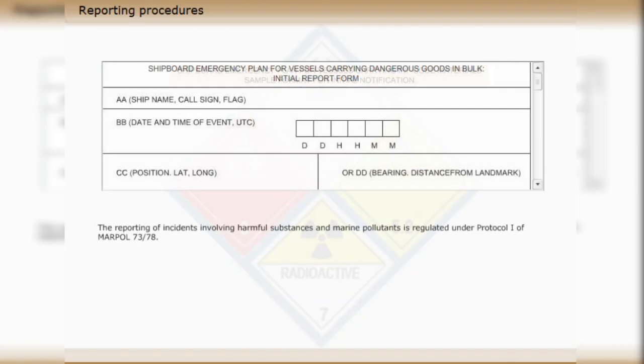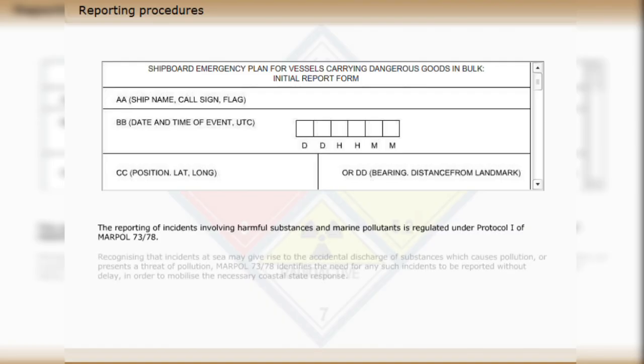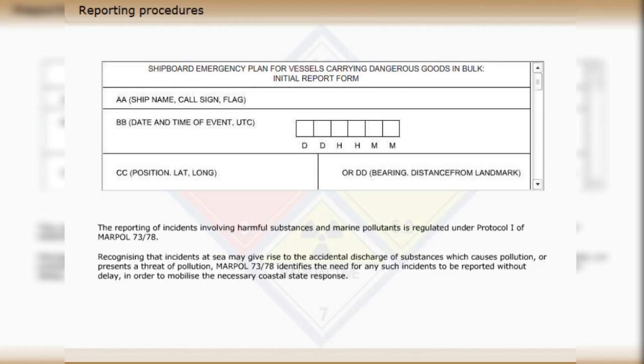The reporting of incidents involving harmful substances and marine pollutants is regulated under Protocol 1 of MARPOL 73/78. Recognizing that incidents at sea may give rise to the accidental discharge of substances which cause pollution or present a threat of pollution, MARPOL 73/78 identifies the need for any such incidents to be reported without delay in order to mobilize the necessary coastal state response.